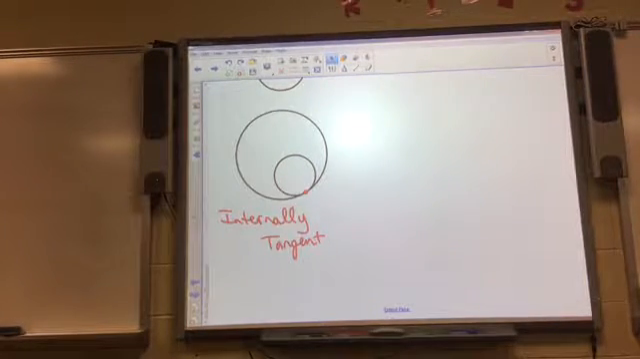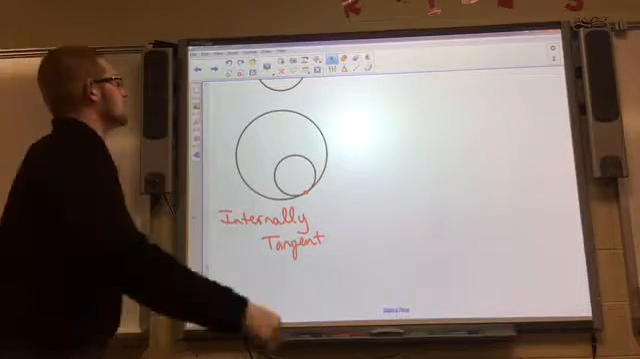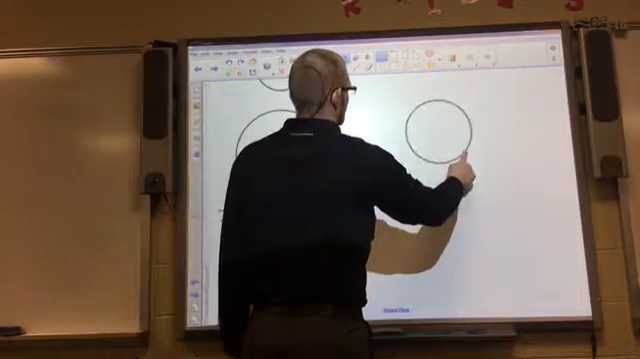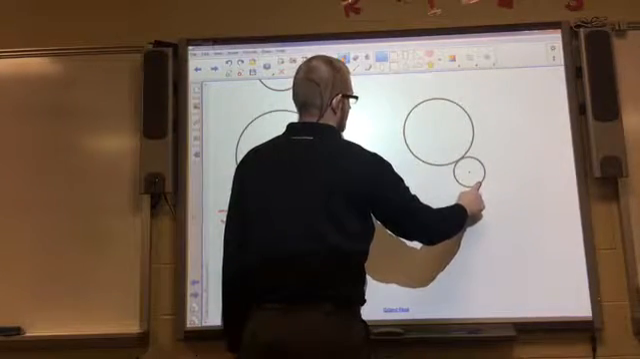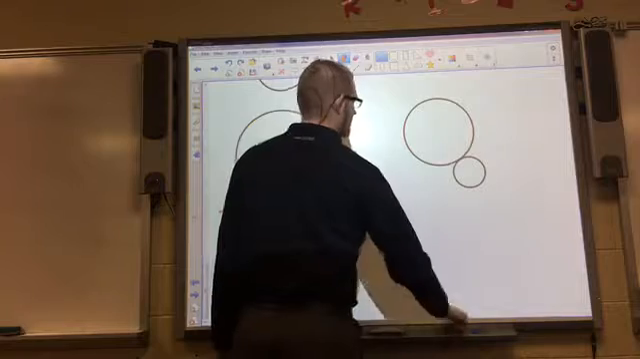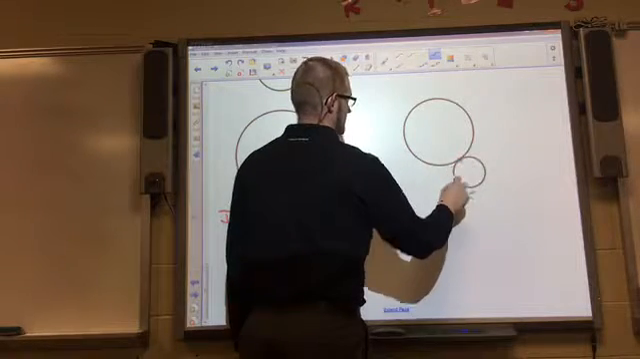Okay, those circles are internally tangent. Can anybody give me a reason why we would call it that? One's inside the other, right? Internal. Okay, so those two circles are internally tangent, which would make you assume that those circles are externally tangent. Good.